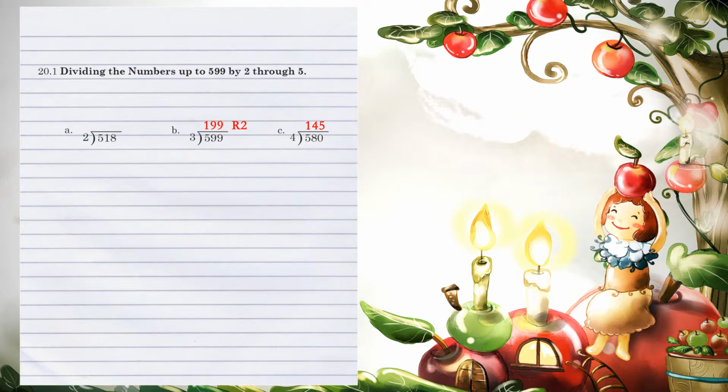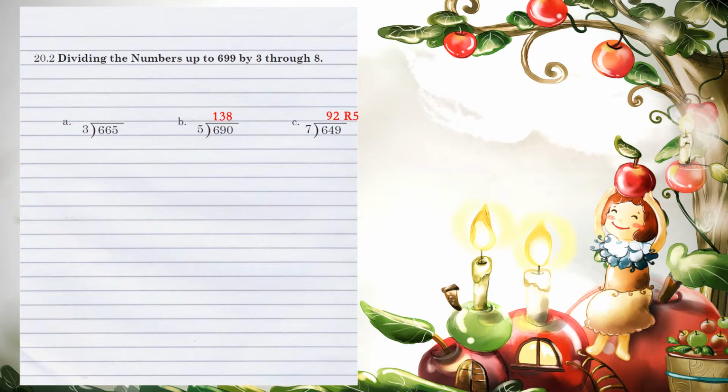Bring down the third number of 8. 2 can go into 18 9 times. 9 times 2 is 18. 0 remaining, so our answer is 259.